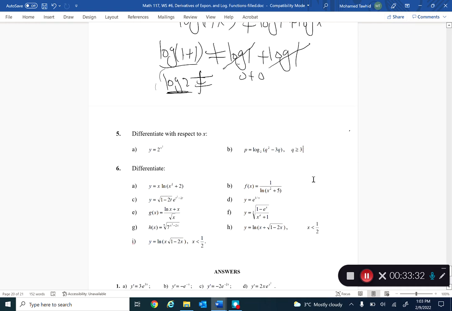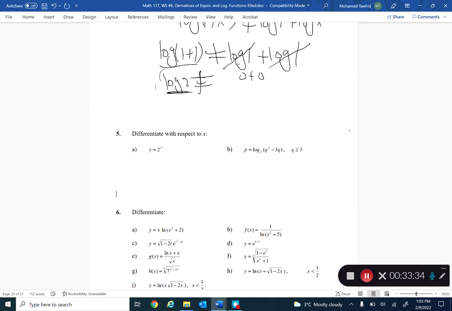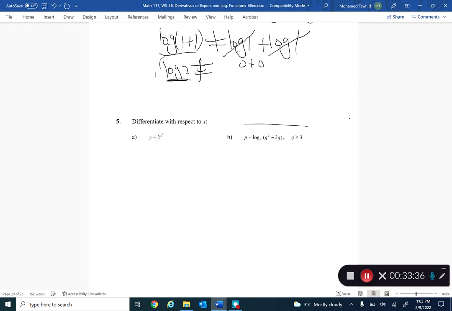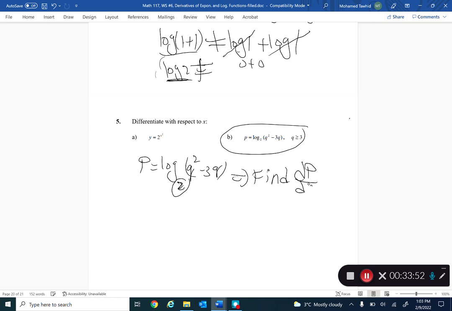Okay? So here, let me solve number 5. See this one here, that is related to the log. So you have p equal log base 2 of q squared minus 3q, right? What is my base here? My base is 2. What is the question here? The question here is find dp by dq, the derivative of p with respect to q. Your p function is in what? When I look at the right hand side, the right hand side is a function in q. So here your base is 2.